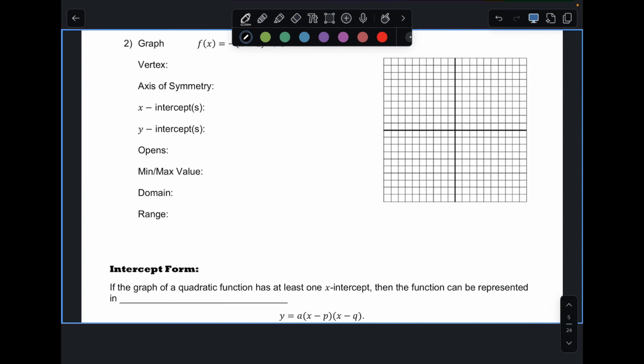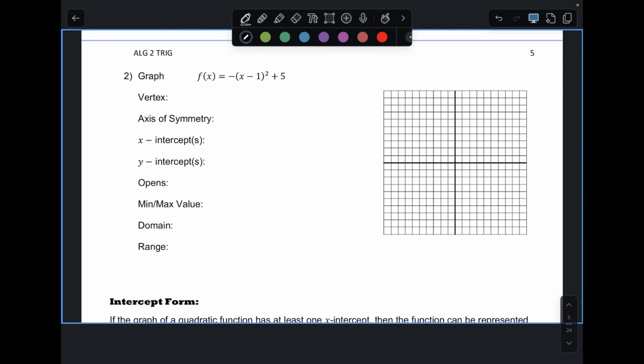Charlie, what'd you get for your vertex for this first one, the graphing one? Perfect. 1, 5. We're going to start there. I'm going to graph my vertex. That's step 1. There's 1, 5. My H value is 1. So what's my axis of symmetry? Yeah, x equals 1. So I'm going to draw a vertical line, x equals 1.